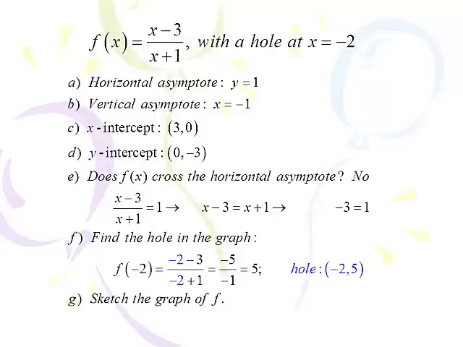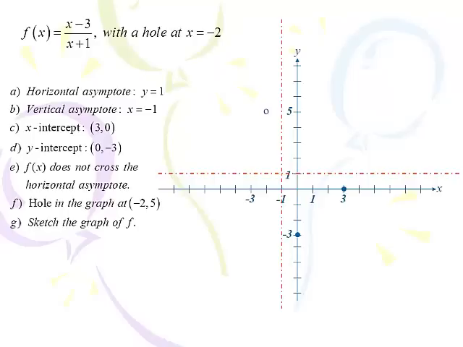Let's sketch it out. So let's put in what we know. We have a horizontal asymptote at y equals 1. We have a vertical asymptote at x equals negative 1. We have an x-intercept at (3, 0), a y-intercept at (0, negative 3). We do not cross the horizontal asymptote. That's nice to know. And there's a hole in the graph. Look up there at (negative 2, 5). We just put a hole up there. And now we're going to sketch it. I think I got the first region figured out, and I think I got the second region figured out. Because we got to skip over that hole, and we can't cross the x-axis in the first region. I think we got this.